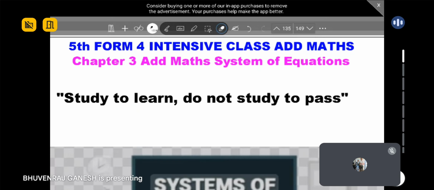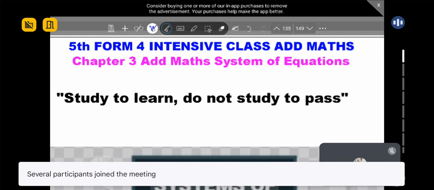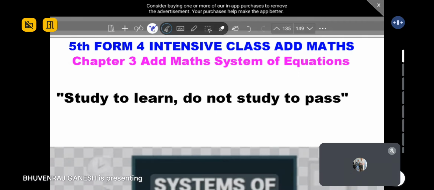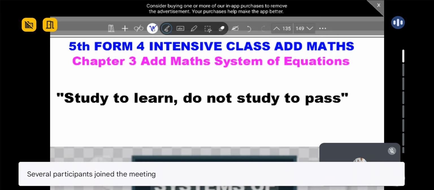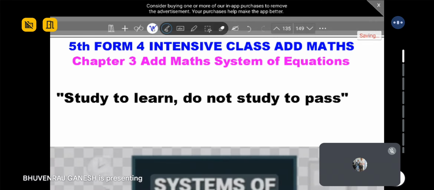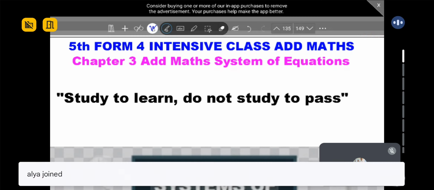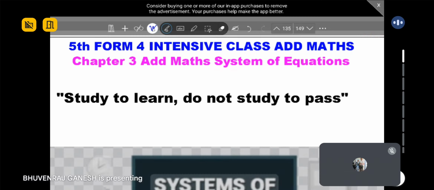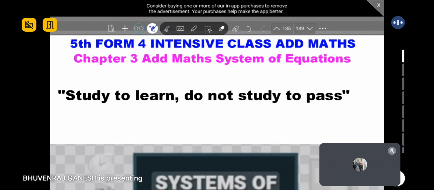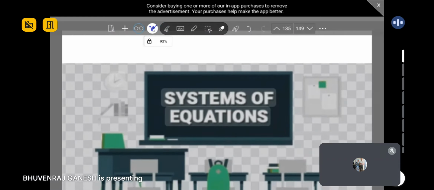So guys, I give you all a quote lah at the start of the lesson as always. Saya bagi perumpamaan. So the quote is, study to learn, do not study to pass. Okay, you all understand right? The meaning. Okay, belajar untuk menambahkan ilmu pengetahuan. Jangan belajar untuk pass atau lulus exam sahaja. Macam admits lah. Okay, you have to study to learn, not to pass or get good grade alone.